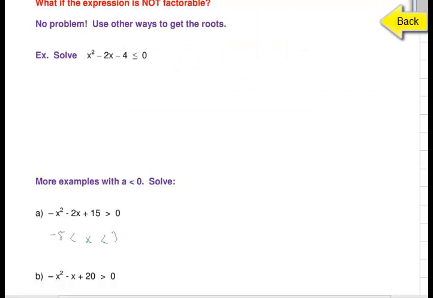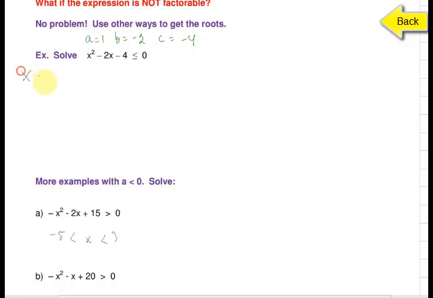Alright, so let's take a look at an example where we cannot factor. So what happens? Well, there's no problem. We're just going to use other ways to get our roots, and the one that you are most familiar with is the quadratic formula. So that means we need to know what a is, and in this case 1, and b is -2, and c is -4.